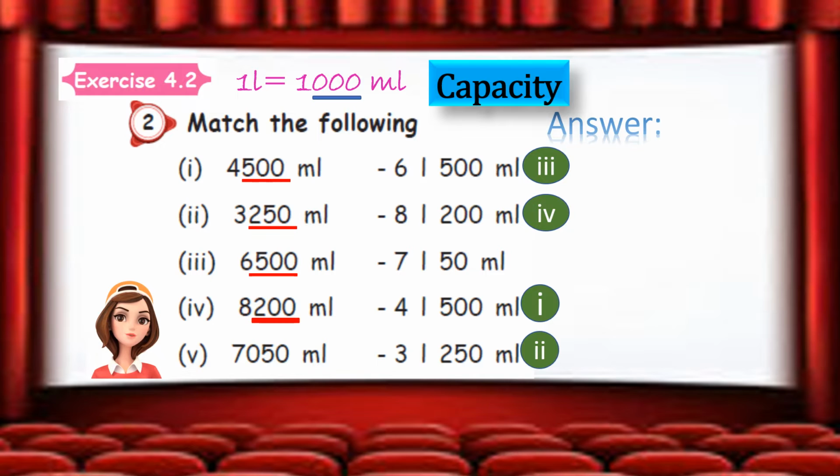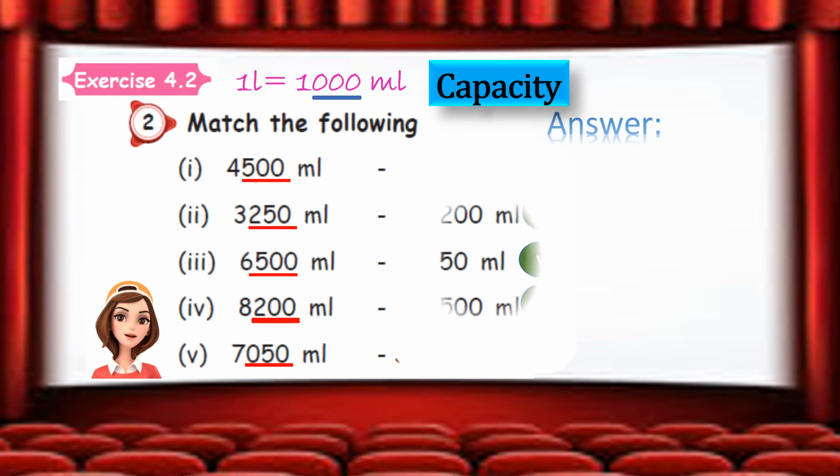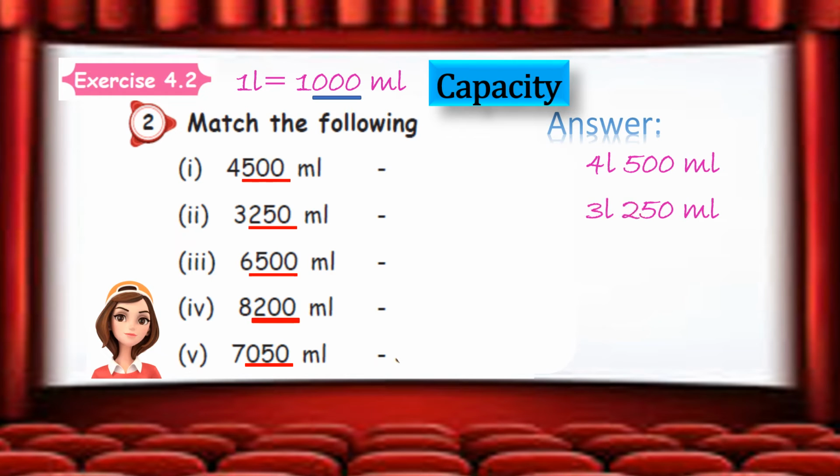So the last 3 digits are 050, we don't read the starting 0. So 50 is the correct answer here, 50 ml. So 7 liter and 50 ml is the correct answer. So let us write the exact answers here. That is 4 liter 500 ml, 3 liter 250 ml, 6 liter 500 ml, then 8 liter 200 ml, here 7 liter 50 ml.